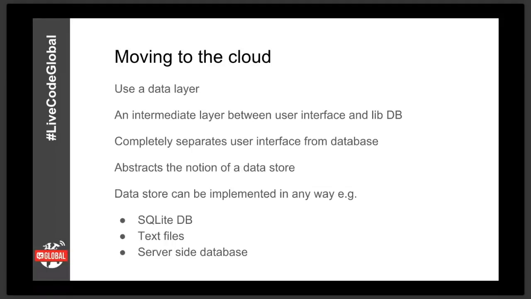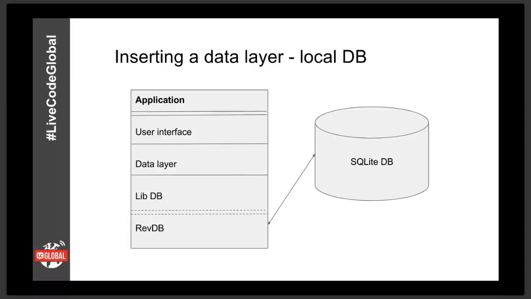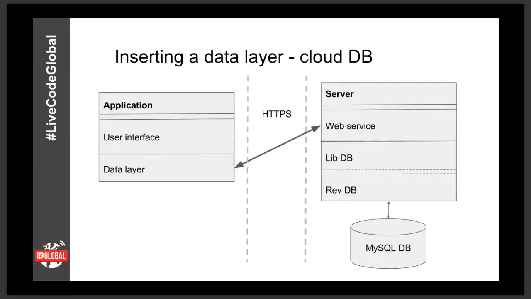Now, why do we want to do that? Well, it means that the data can be stored in any way we want, and we don't really need to change the user interface. So, for example, our local-based app, we can have exactly the same user interface as we had before. We have the data layer, libdb and revdb. If we want to move it to the cloud and have our server-based database, well, we have our user interface talking in exactly the same way to the data layer, but this time the data layer, instead of talking to our local SQLite database, it instead talks over HTTPS to our web service, and then that in turn goes through libdb, revdb into our MySQL database.